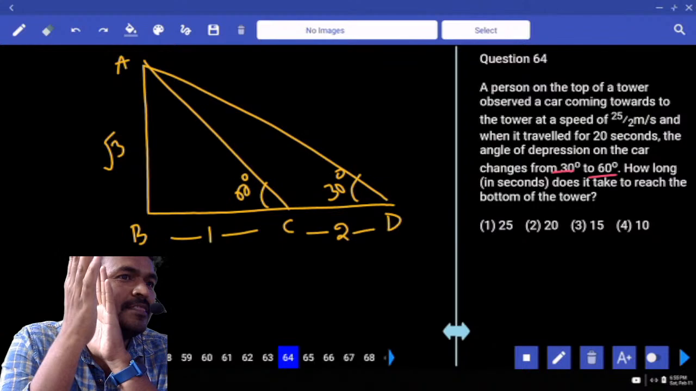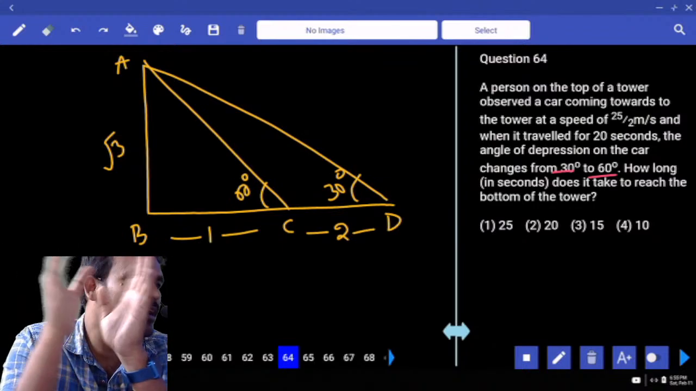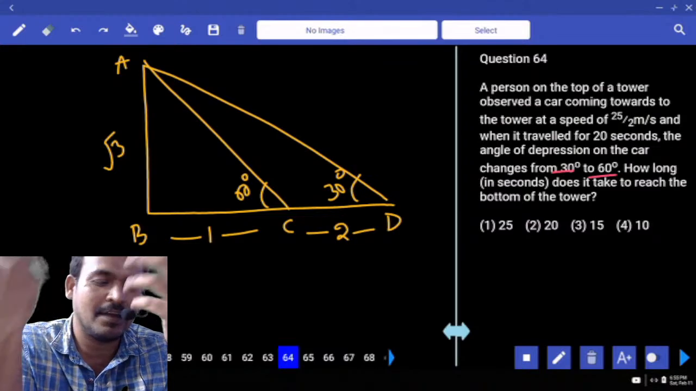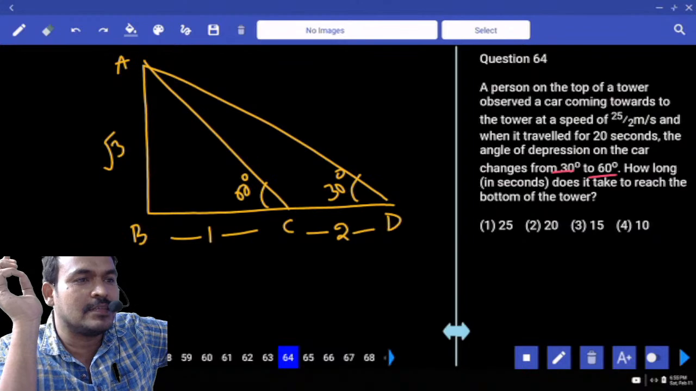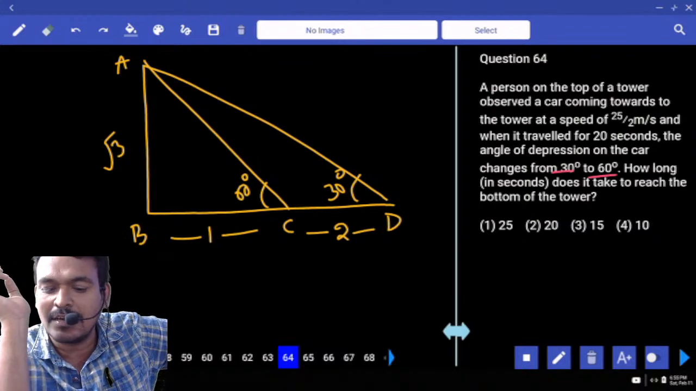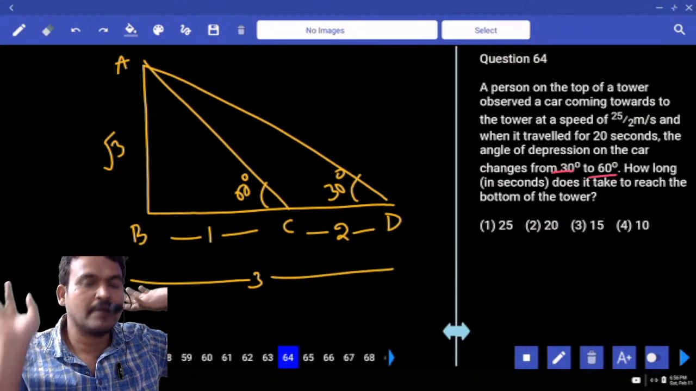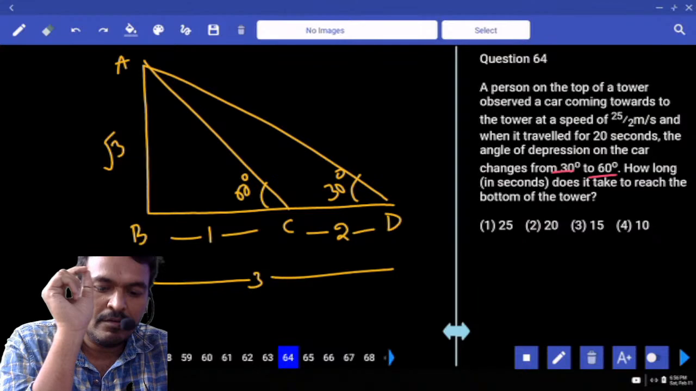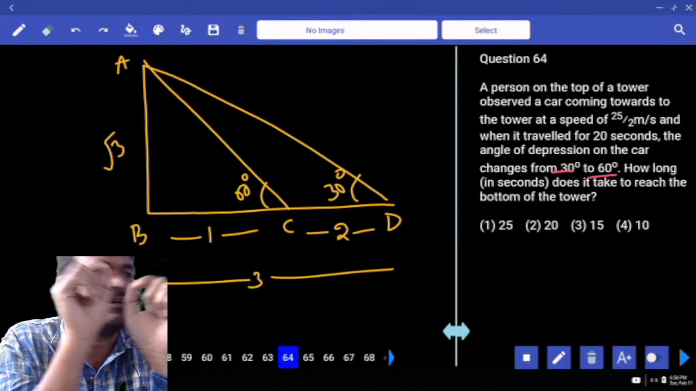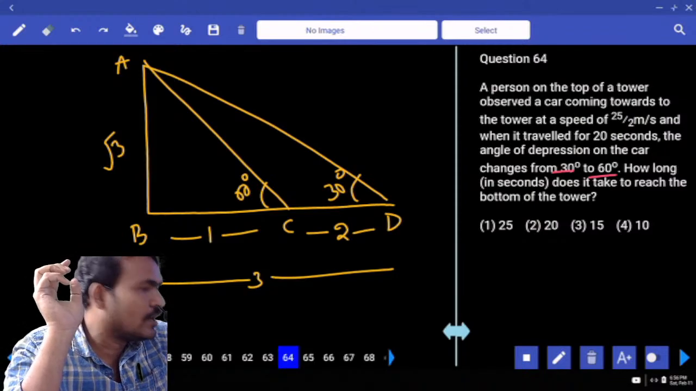Normal way, tan 30, tan 60. It is the general procedure. But directly I write the roots. What is the AB side? √3. BC side? 1 part. CD side? 2 parts. Then BD is how many parts? 3 parts. Okay. If angles 60 and 30 are given, directly we write the sides. What is the sides ratio? √3 is to 1 is to 2.